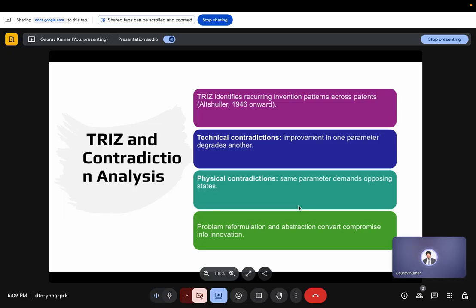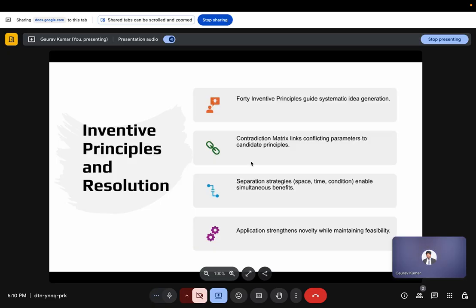By identifying and classifying the contradictions correctly, designers are encouraged to reformulate the problem rather than accept compromises. TRIZ promotes problem abstraction, where the focus shifts from the specific case to its underlying principles, allowing designers to apply generalized inventive solutions already proven in other contexts. So this method transforms design from incremental improvement into principle-based innovation, providing a structured pathway to resolve the conflicts that conventional optimization cannot address. Okay, now moving towards the next slide. Next is inventive principles and resolutions.